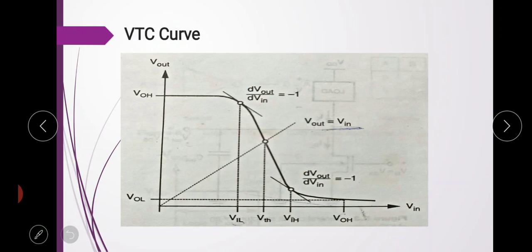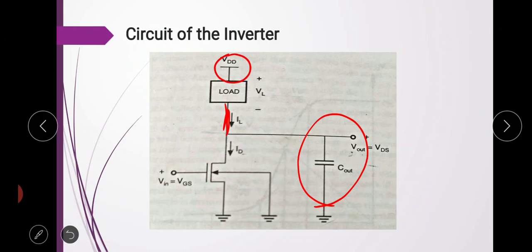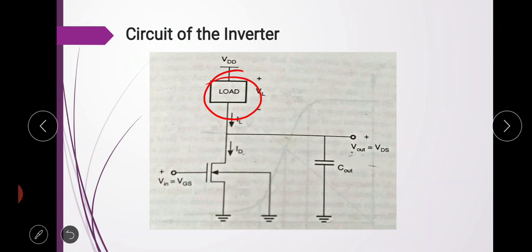Next is the VTC curve, the voltage transfer characteristic. Applying Kirchhoff's current law to the basic NMOS inverter circuit, we see that the load current is always equal to the NMOS drain current, that is ID equal to IL. So the voltage drop across this load is negligible. Because of that, IL is equal to ID.